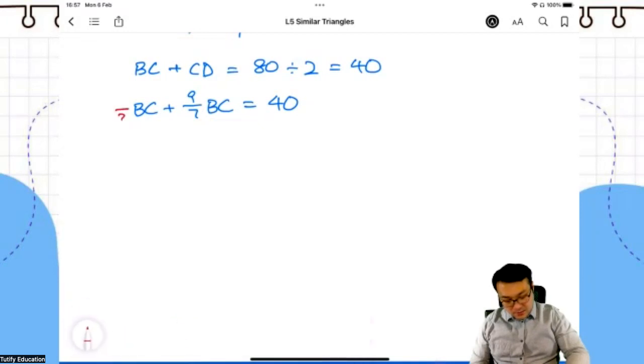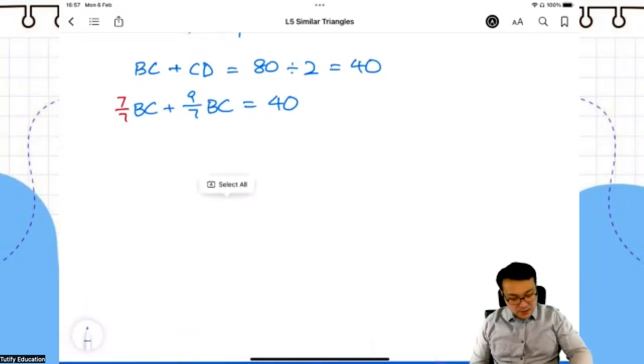Can you tell me what denominator I should be using here? 7. Okay. What numerator here? Numerator is... oh yeah, 7. What is 7 divided by 7? Equals to 1. Very good.